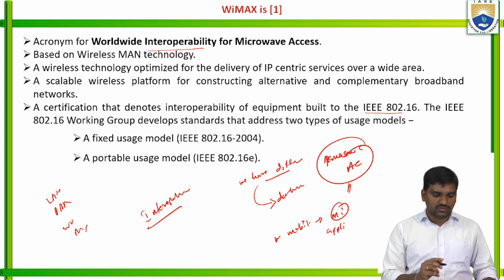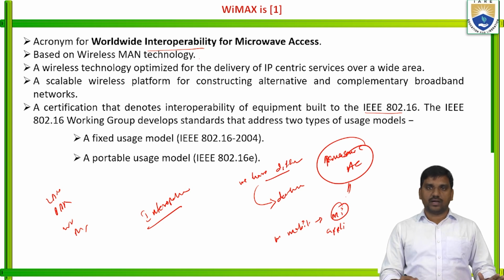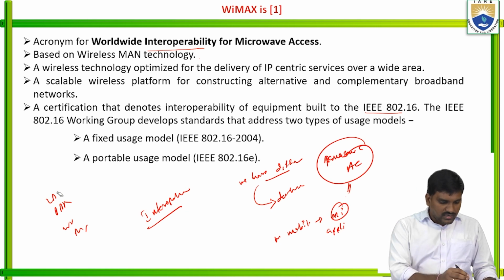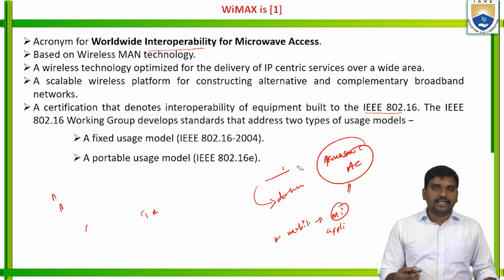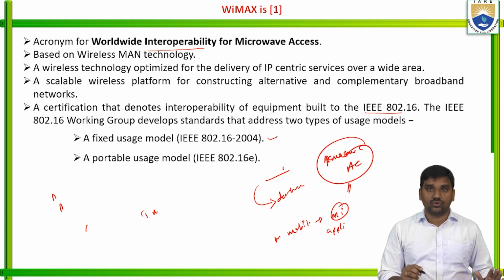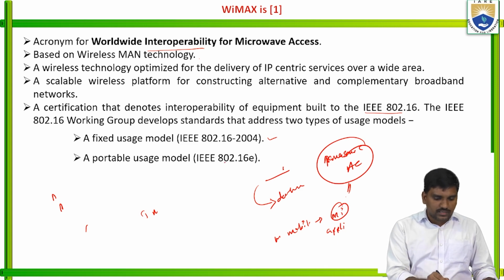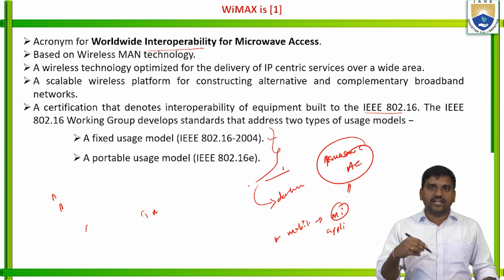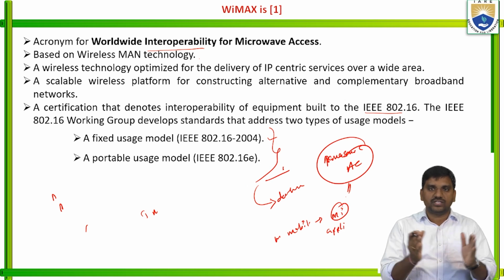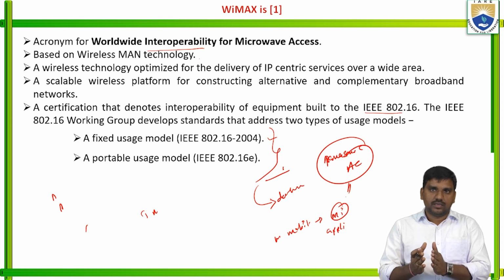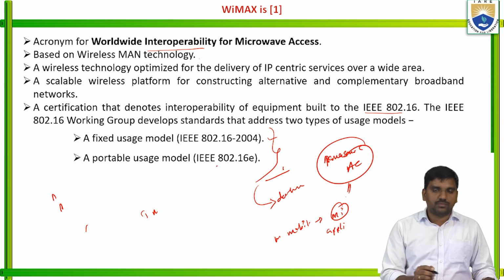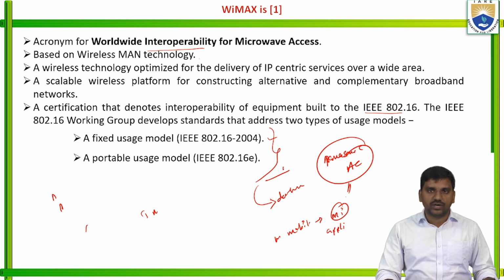The IEEE 802.16 working group developed standards that address two types of usage models. In WiMAX 802.16, we basically have two standards to operate smoothly. The first one is the fixed usage model, technically IEEE 802.16, developed in 2004. The second standard is the portable usage model, that is IEEE 802.16e. These are the two defined standards for WiMAX. A fixed usage is for IEEE 802.16, while in portable usage it changes dynamically depending on the usage, and that is IEEE 802.16e.